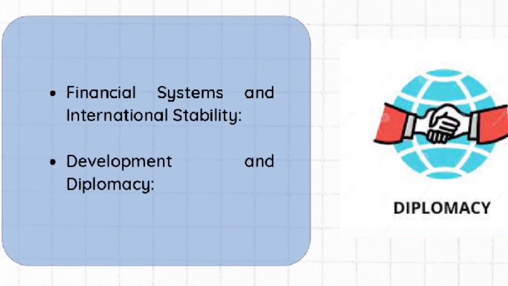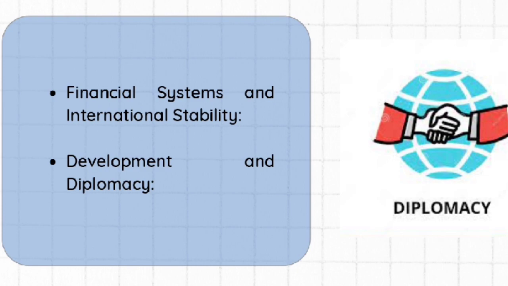Moreover, financial systems and international stability. The political stability of a region can be deeply intertwined with its economic condition. A nation's currency value, debt levels, and investment climate can either be sources of power or vulnerability. As examples, the Asian financial crisis in the late 1990s and the more recent European debt crisis show how economic downturns can lead to political unrest and a reshuffling of international alliances and priorities.